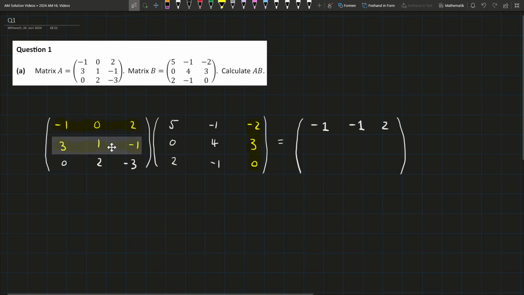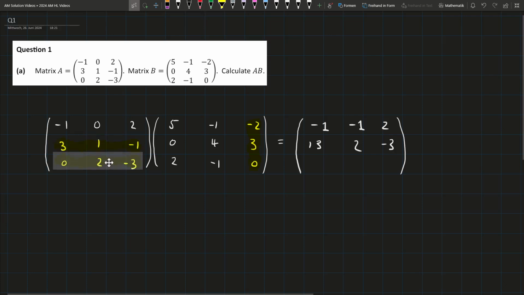Now we'll move down to the middle row. And we'll start over on the left again. 5 times 3 is 15. Then 1 times 0 is 0. -1 times 2 is -2. 15 minus 2 is 13. Go to the middle. 3 times -1 is -3. 1 times 4 is 4. That gives us -3 plus 4 is 1. And then -1 times -1 is 1. 1 plus 1 is 2. And then finally, 3 times -2 is -6. 1 times 3 is 3. -1 times 0 is 0. So we have -6 plus 3 will give us -3.